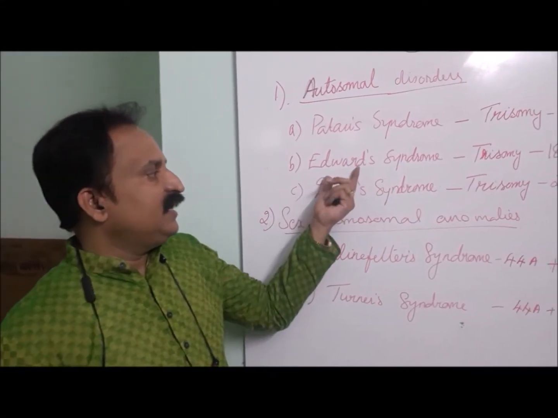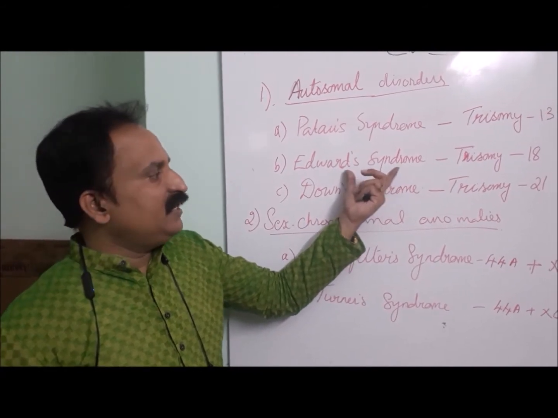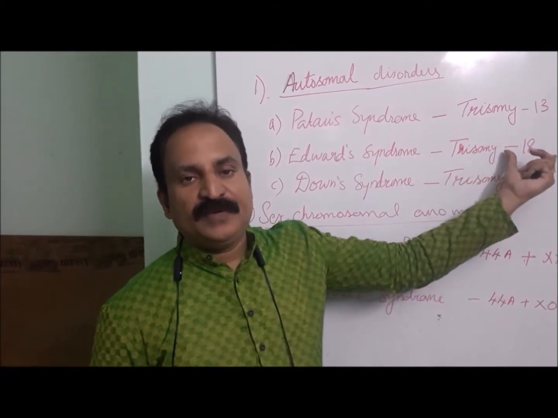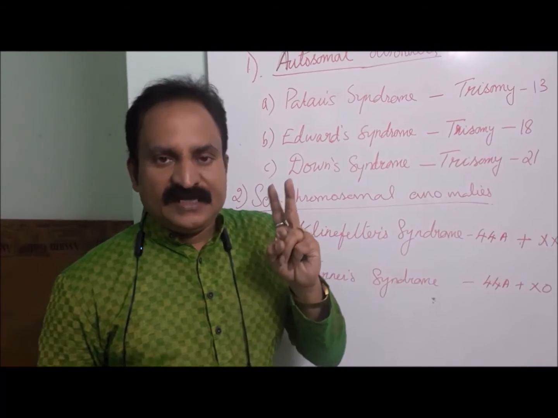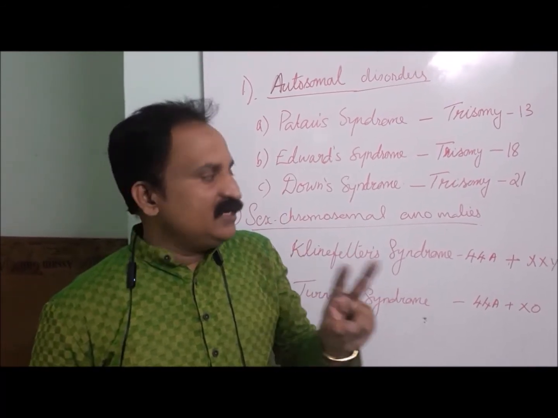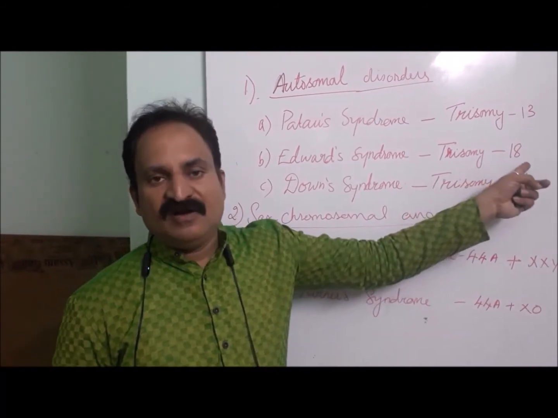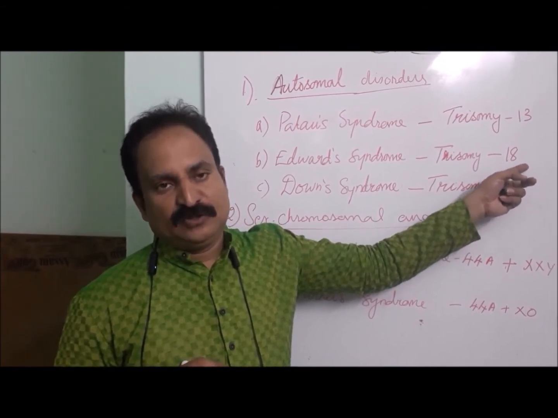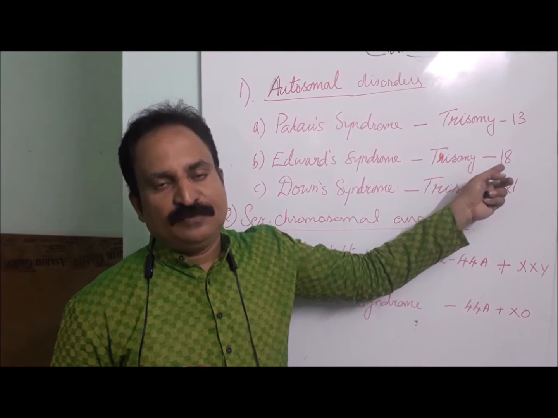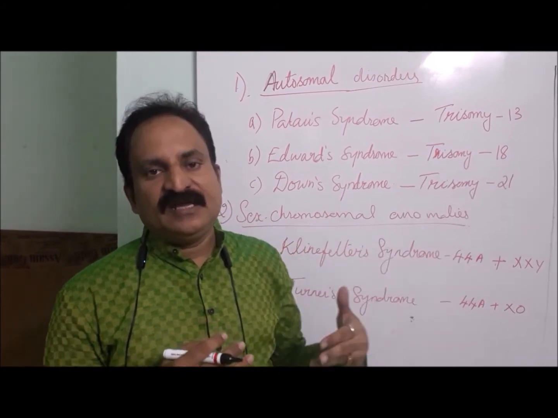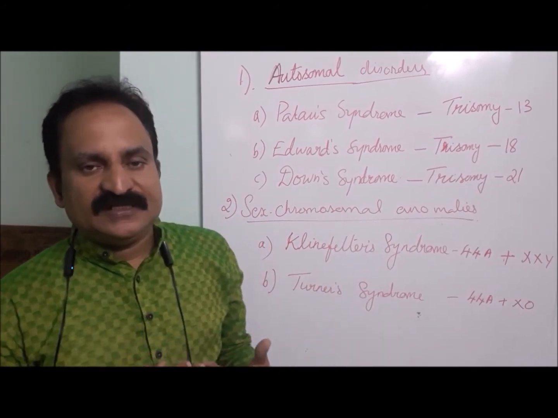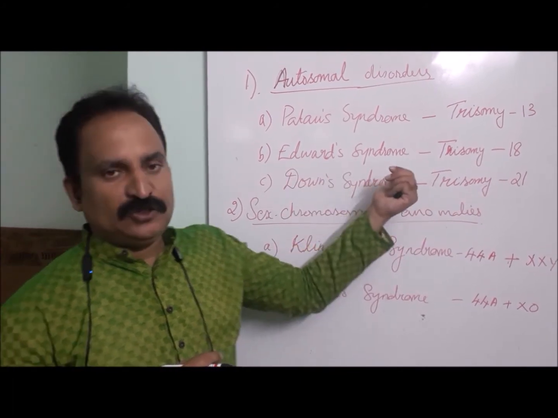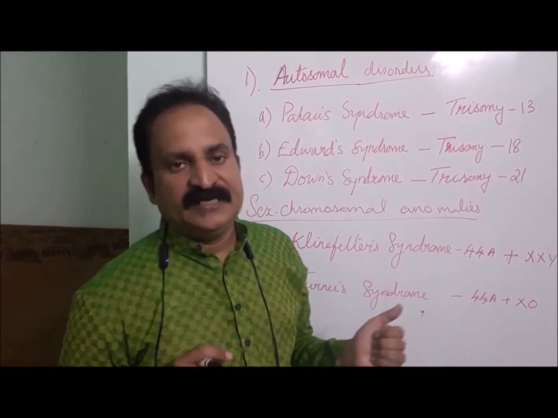Next is Edwards syndrome, otherwise called trisomy 18. The 18th chromosomes are in pair, but instead of 2, an addition of one more chromosome takes place in the 18th chromosome pair. Hence it is called trisomy 18. We can see the characteristic features of Edwards syndrome from the following slide.